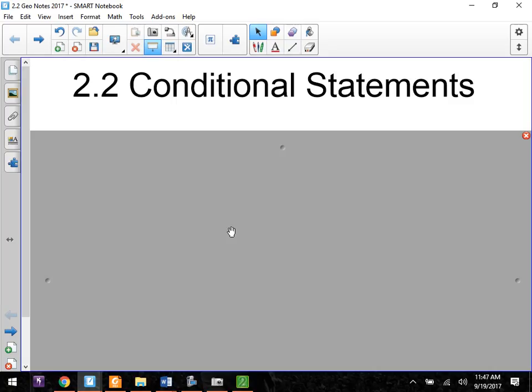Is that we're going to take things that are called conditional statements. Believe it or not, and I learned this from second hour, which surprisingly I learned something.